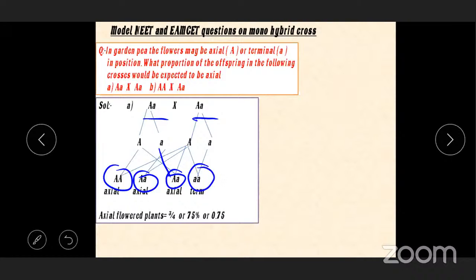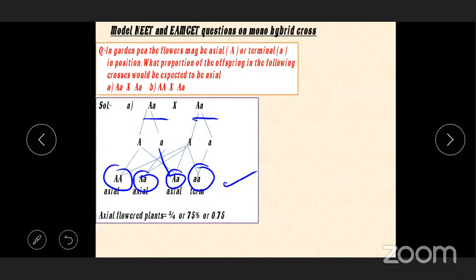Okay, student, what is the property of the capital letter? The capital letter always indicates the dominant property. Capital A, capital A is nothing but pure axial. Capital A, small a, a capital letter is present, that is why it is axial. Capital A, small a is also axial. Small a, small a, there is no capital letter, that is why it is terminal.